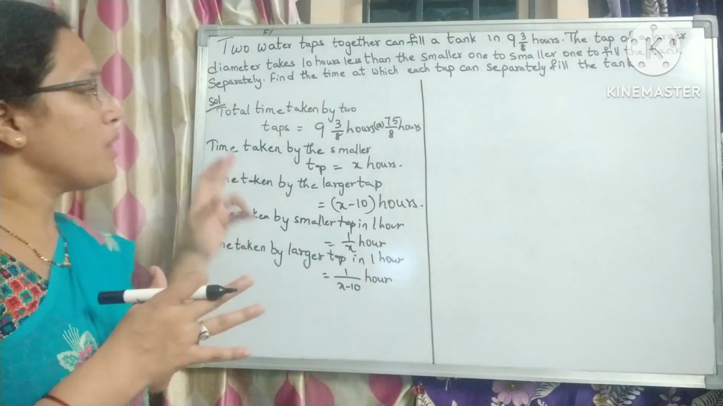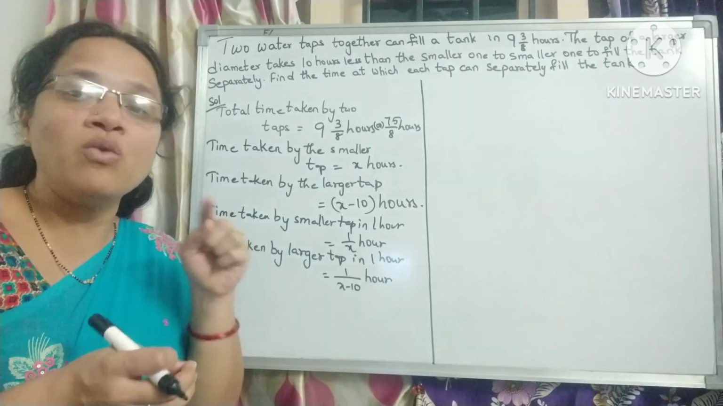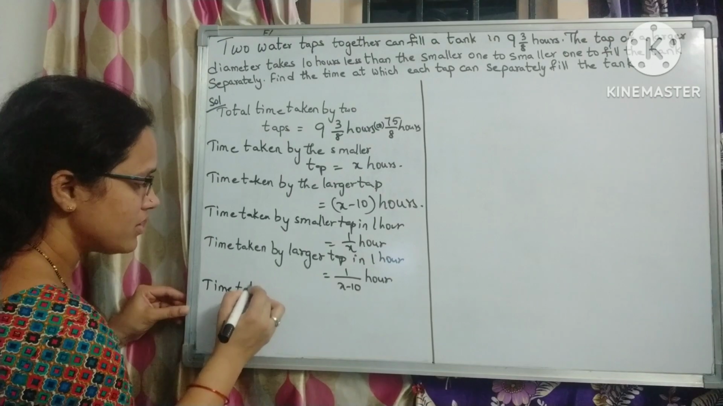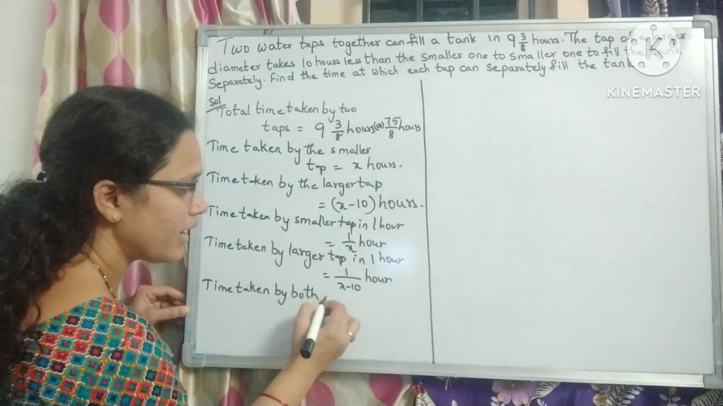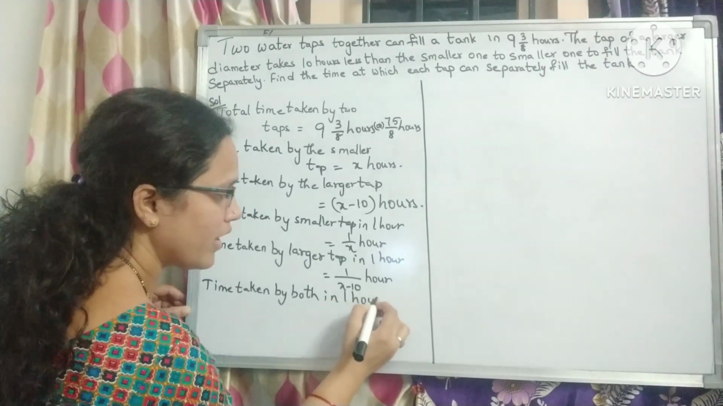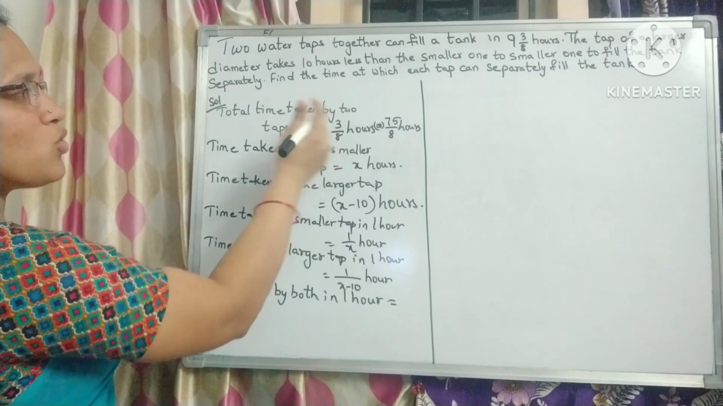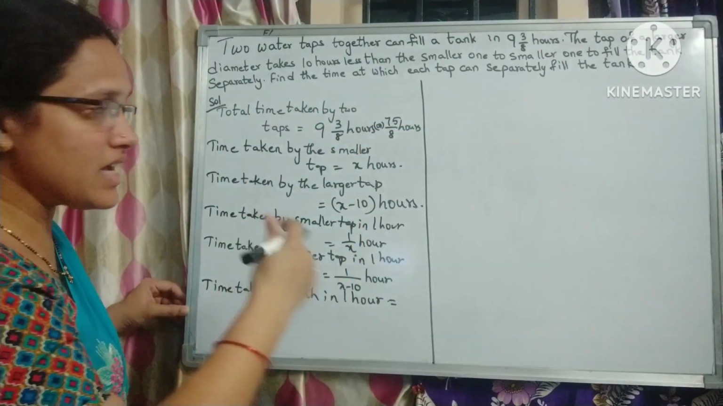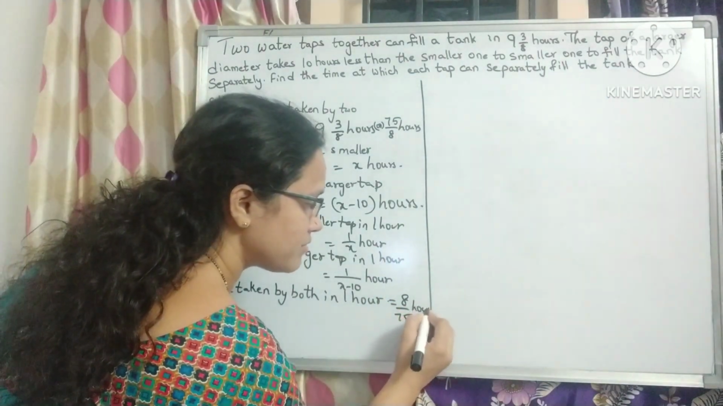Now, the time taken by both taps to fill the tank. That means the work done by both of them in 1 hour. In 1 hour, how much will it take? The total time taken is 75/8 hours, so in 1 hour they will fill 8/75 of the tank.